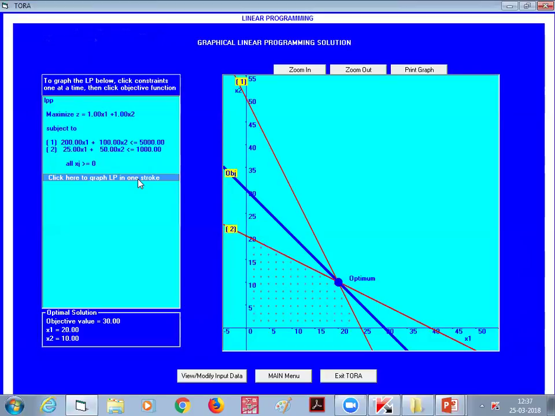Yes, the optimum point is x1 equals 20, x2 equals 10. So we should make 20 cakes of type 1 and 10 cakes of type 2, and we'll get 30 cakes. Again, it being the intersection means we're completely using up all the flour and all the fat. Right? So, is this difficult? No problem, no?